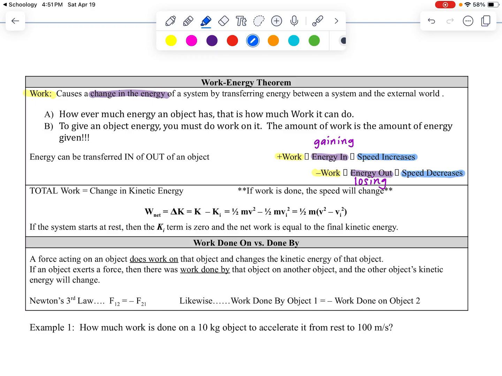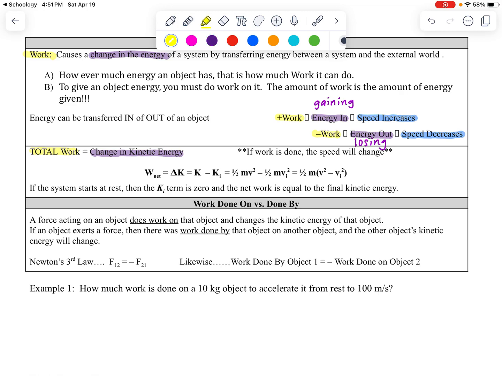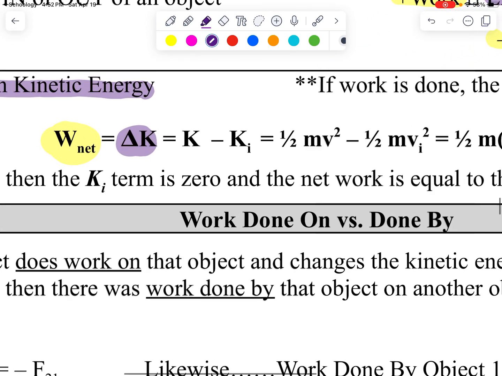So then here we go. Total work is equal to the change in kinetic energy. And here's the thing, right? Work is the change in kinetic energy, which is K final. I'm just going to make a little note of this. This is going to be K final, subtracted K initial, okay? K final minus K initial.